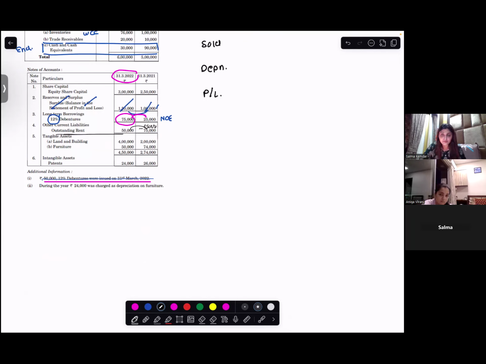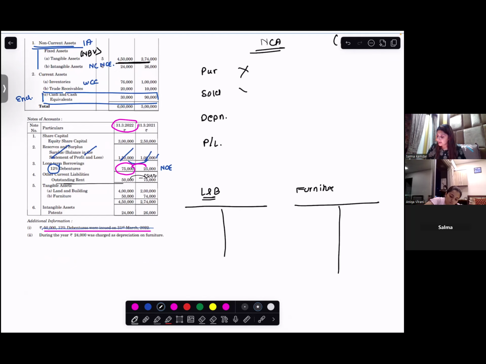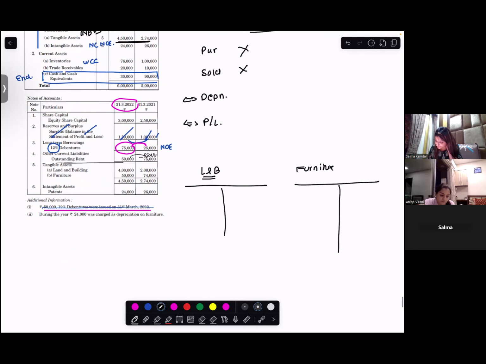Let's do land and building account, furniture. I don't have investing activities for now. I don't have to incorporate purchase and sold. However, I need these two things. Land and building, what is the opening value? 2 lakh. What is the closing value? 4 lakh. No information about purchase or sold is given.